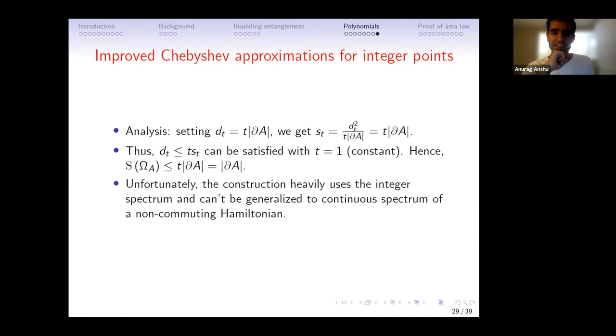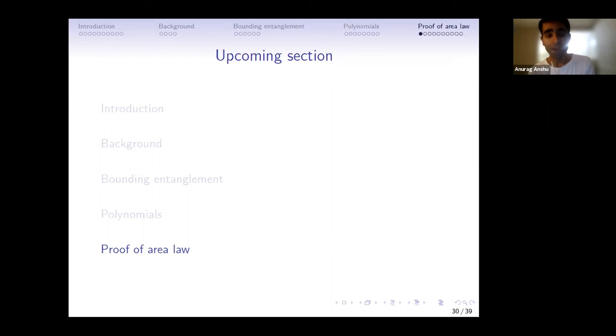But the issue is that there's no hope that we can use this construction in our case, which is the quantum Hamiltonian, simply because quantum Hamiltonians don't have integer spectrum. And their construction by no means can be generalized to the continuous spectrum of a non-commuting Hamiltonian. So that's the major bottleneck, even in this line of thought. So now I'll talk about the proof of the area law. If there are questions, I'm happy to take.